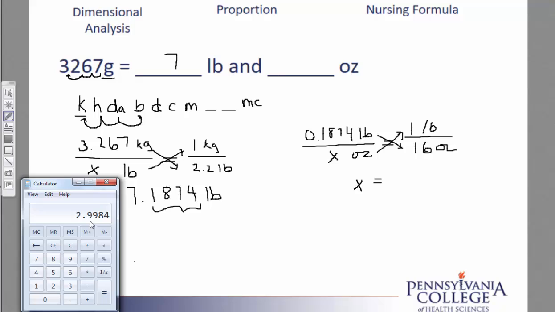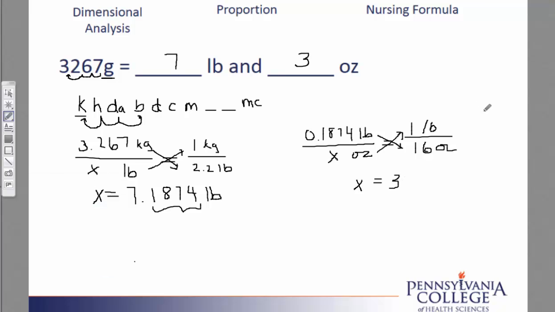Typically this answer would be rounded to the nearest tenth. When I look to round to the nearest tenth, the 9 would round to a 10, which we'd write a 0 and carry, making this a 3. We do not write trailing zeros in the medical profession, and so we'll give an answer of simply 3 ounces.